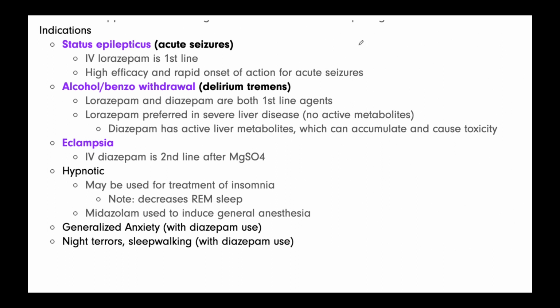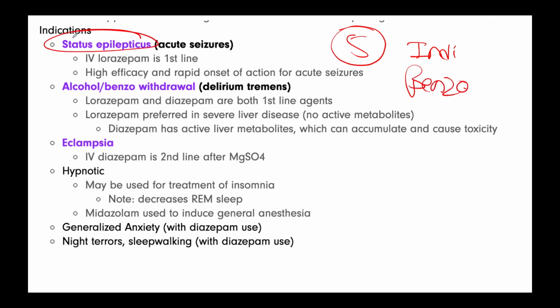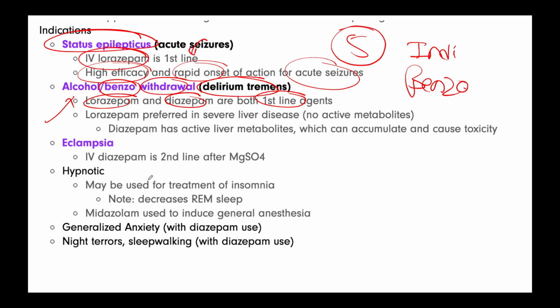So, don't forget 5 important indications for benzodiazepines. Status epilepticus, intravenous lorazepam is the first line. And for this, they show high efficacy, rapid onset to treat the acute seizures. Then alcohol or benzodiazepine withdrawal, delirium tremens. Lorazepam and diazepam are both first-line agents.